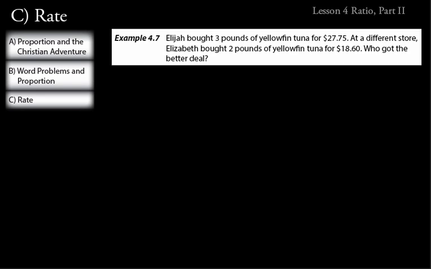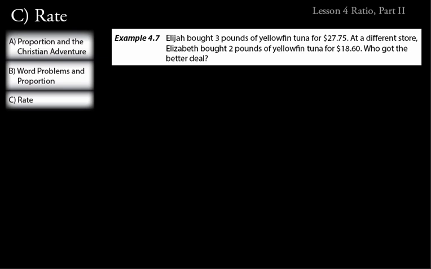Look at this example, a little bit more involved, but just go ahead and read it. Elijah bought 3 pounds of yellowfin tuna for $27.75. At a different store, Elizabeth bought 2 pounds of yellowfin tuna for $18.60. Who got the better deal? In other words, which one had a cheaper price per pound? That's how we're going to know who got the better deal.